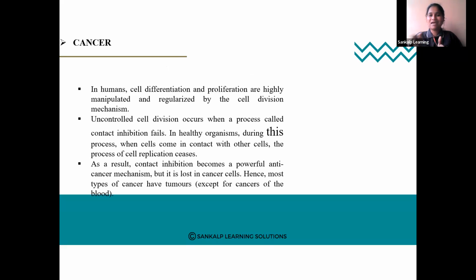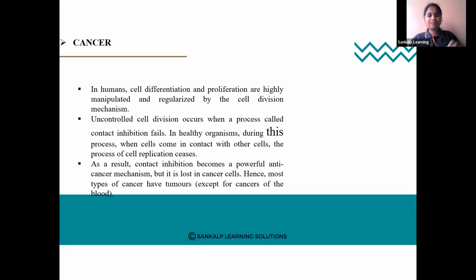Means they are regular, they are not continuous, they have certain time. So only this much division should happen, this should differentiate into this. So like that. But sometimes, the cell division which is responsible for growth and development will be uncontrolled. The uncontrolled cell division occurs when a process called contact inhibition fails.